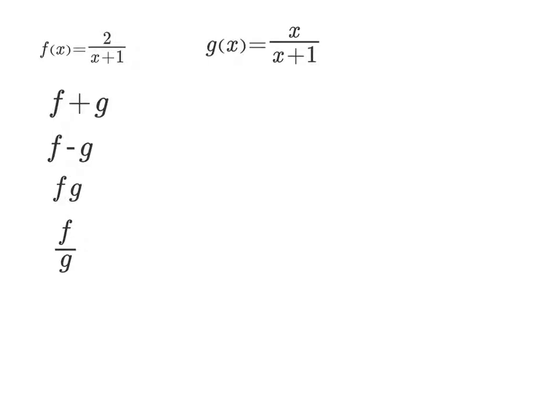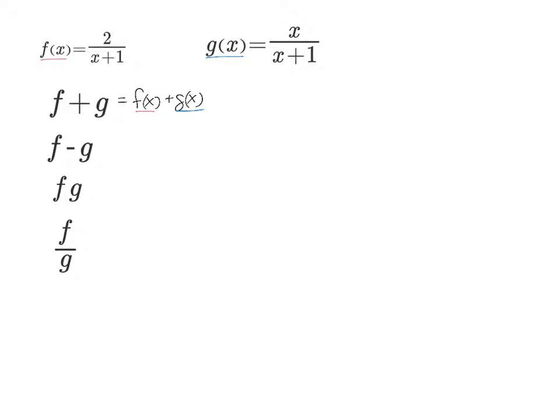f of x equals 2 over x plus 1. g of x is x over x plus 1. And I want to know what f plus g is. Now, if you remember, this is the same thing as saying f of x plus g of x. So what I'm going to do is take these two functions, and I'm going to make f red, and g is going to be blue.